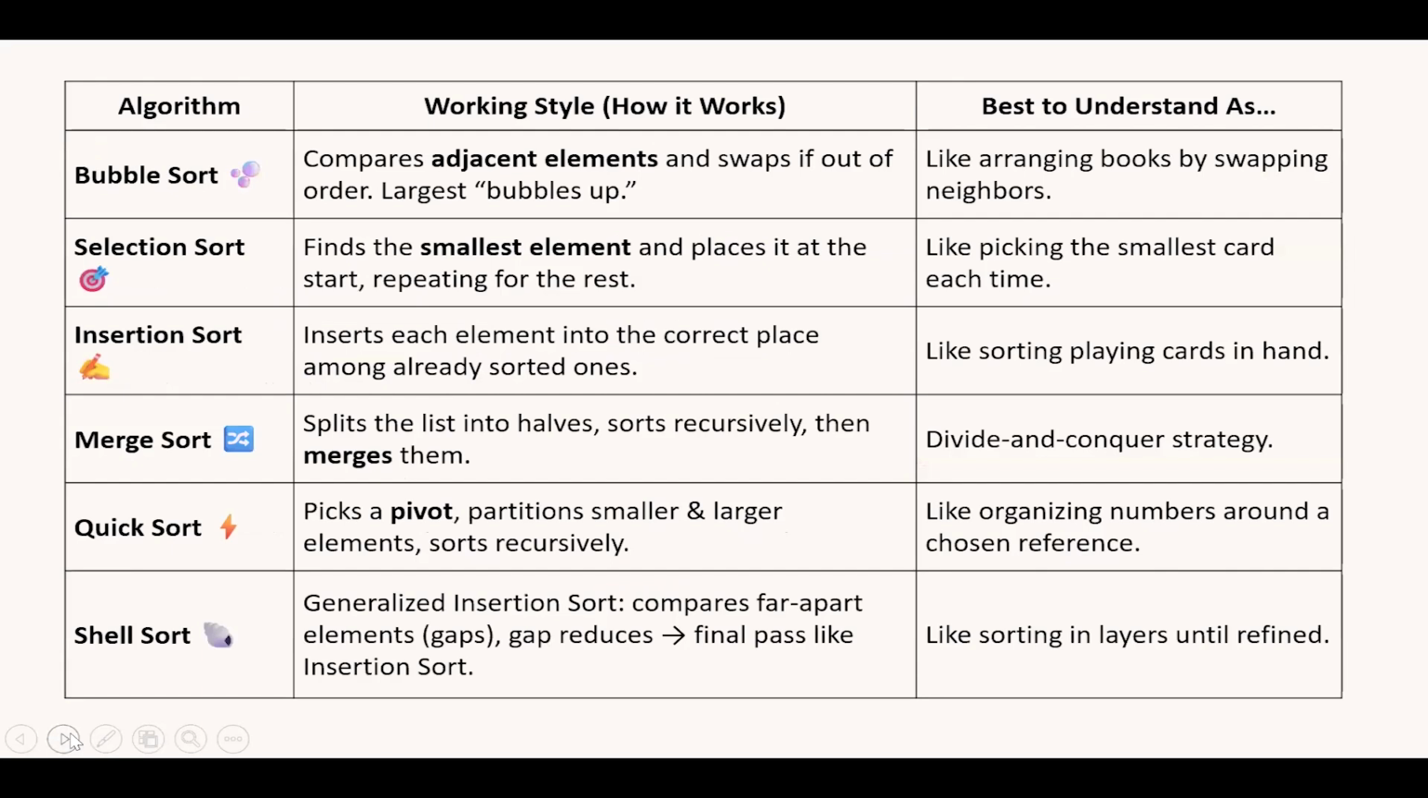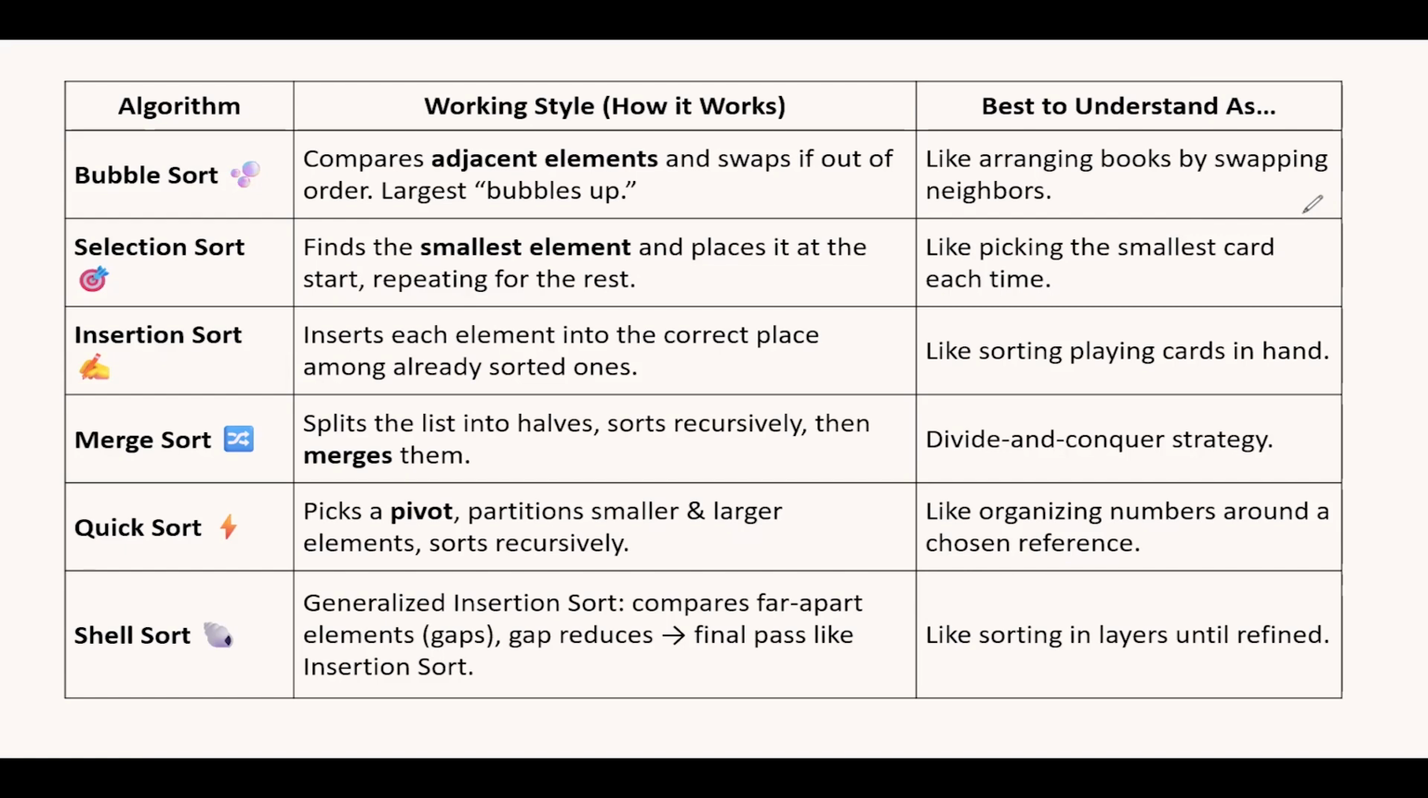So that is how the six algorithms which we discussed previously work. Briefly, I explained the working of each. This is the same working in tabular form, which you can quickly refer to during your examination. How does bubble sort, selection sort, insertion sort, merge sort, quick sort, and shell sort work?